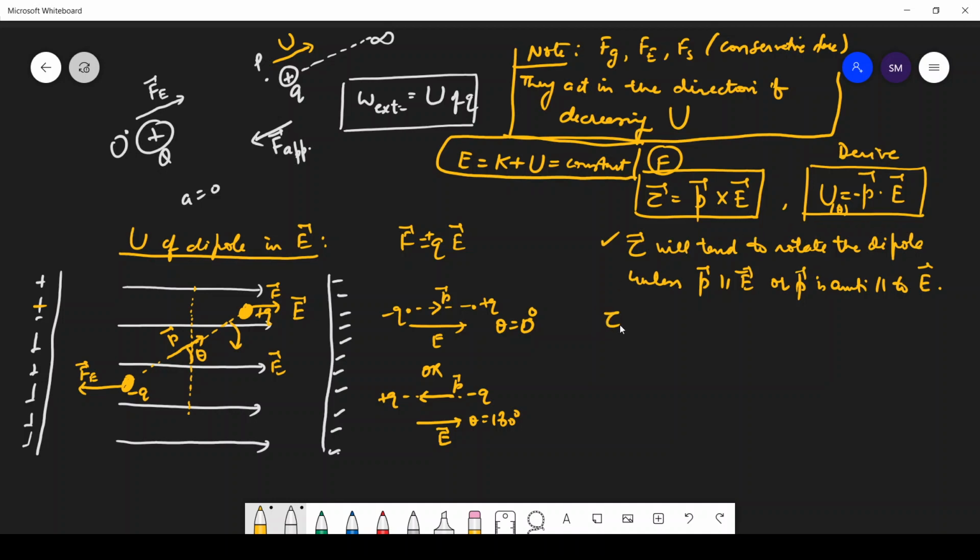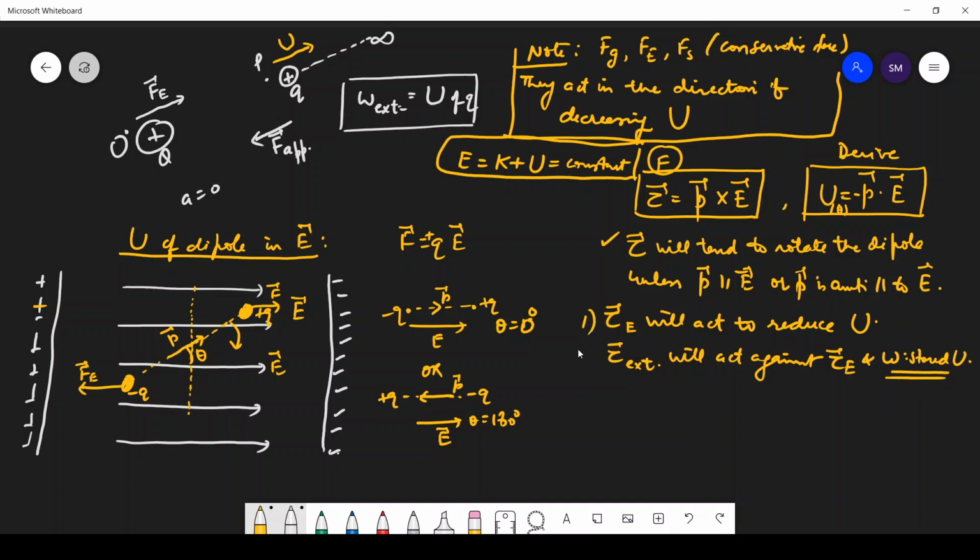Now the tau due to the electrostatic force, electric force, will act in such a way to reduce the potential energy, whereas tau external, which we are applying, will act against tau E. Both are equal and opposite, just like it was here, and work done will be stored in the form of potential energy. So work done by external force will be stored in the form of potential energy.